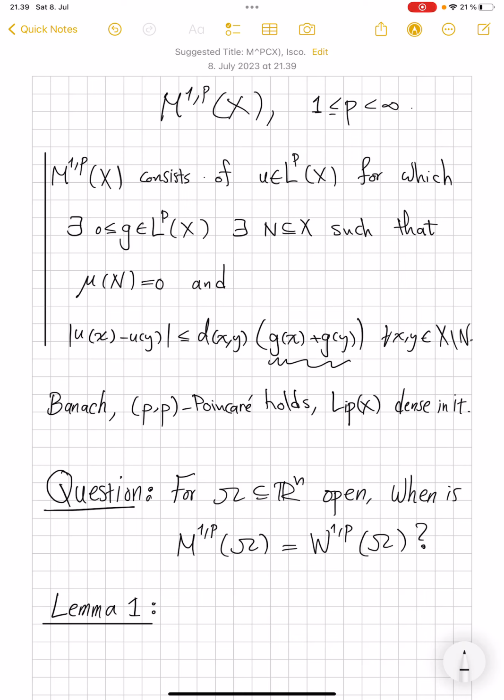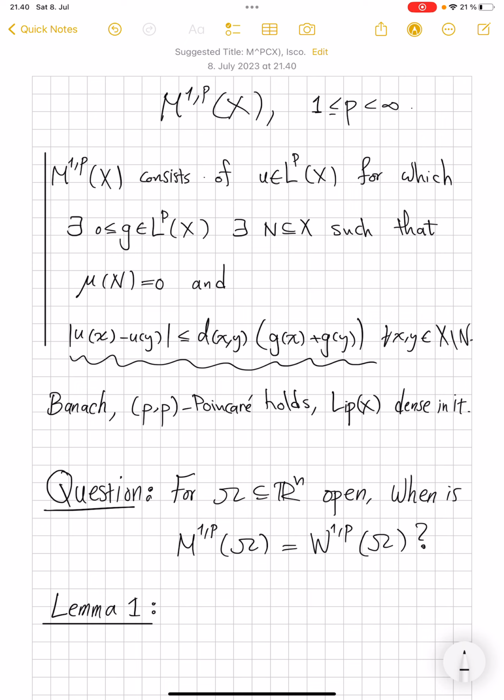We have introduced the space of Hajlasz-Sobolev functions. Recall that the function u belongs to M^{1,p} if u is in L^p, and there is another L^p function which behaves like the derivative of the function u in this sense and in no other sense. Recall that this space is defined under basically no restrictions on the measure and the distance.